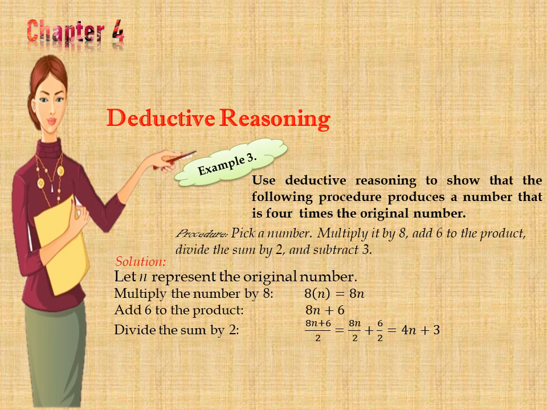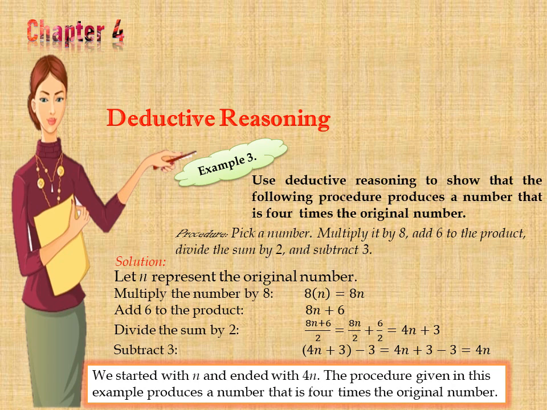The next step is we divide the sum by 2. Since the sum is 8n plus 6, we simply divide that by 2, and this will give us 4n plus 3. Okay? Next is we subtract 3 from 4n plus 3. So we will have 4n plus 3 minus 3, and this will give us 4n. So hence, we started with n and ended with 4n. So meaning, yung procedure na gina-follow natin produces a number that is 4 times the original number.